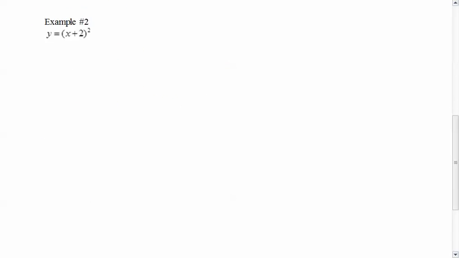Example number 2. Again, we need to make sure that it's in y equals ax squared plus bx plus c, standard form. Now when we look at this, we note that it's not in that form. So what we need to do is get it in that form. So I need to get rid of this x plus 2 in the parentheses squared. How do I do that?